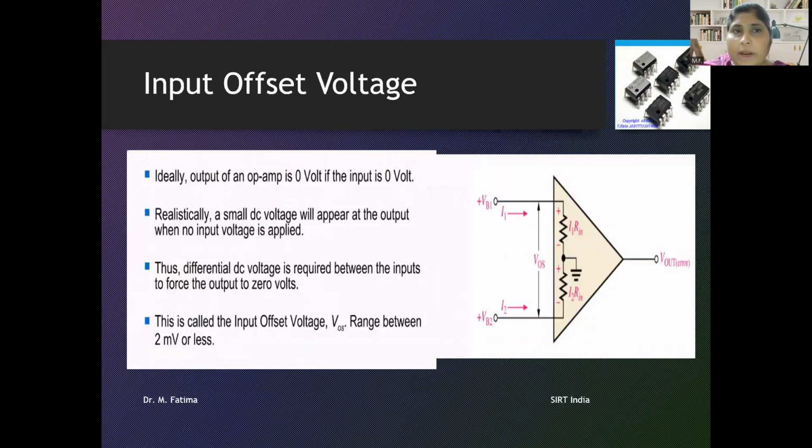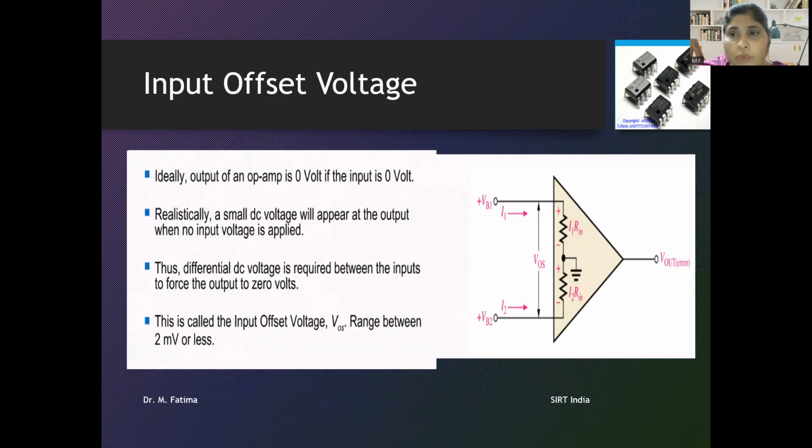Next electrical parameter is input offset voltage. Ideally, the output of an amplifier must be 0 volt if the input is given 0 volt. But even if no input is given, there will be some output present at the output of the operational amplifier. This is called output offset voltage.